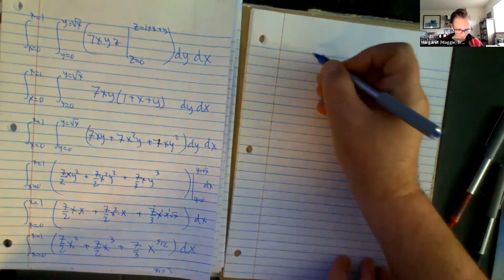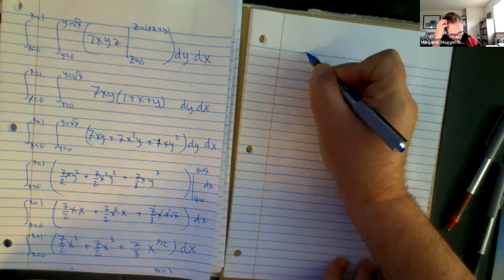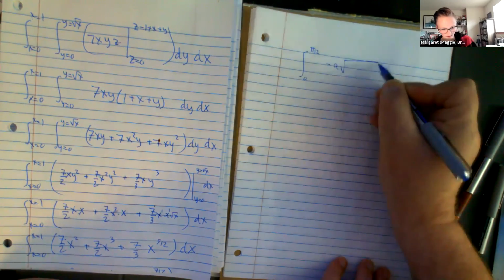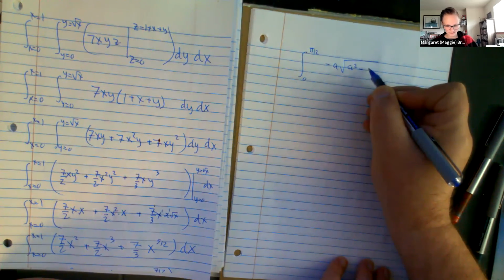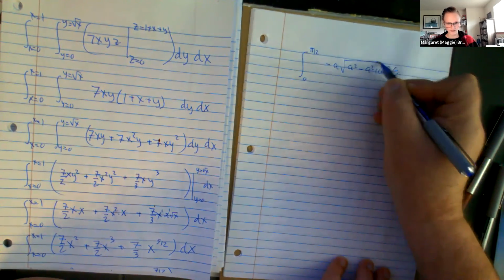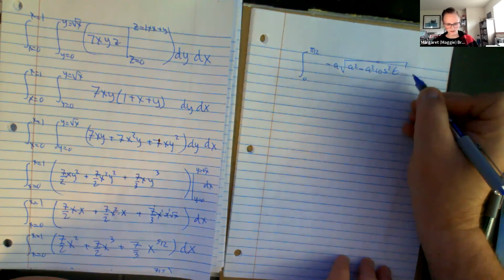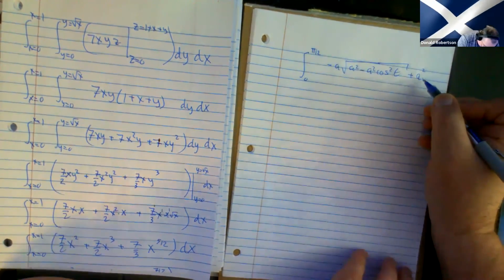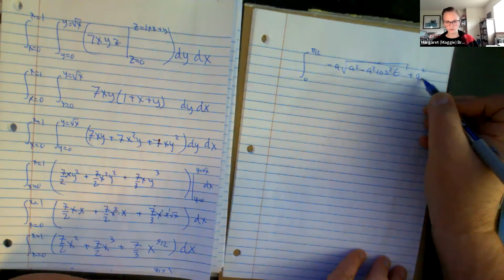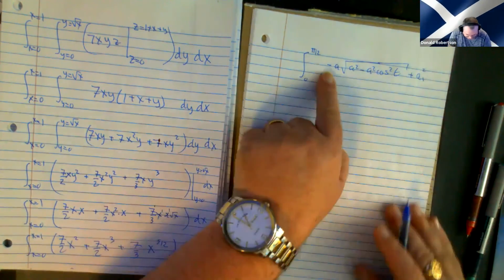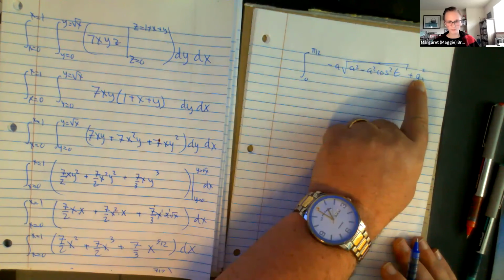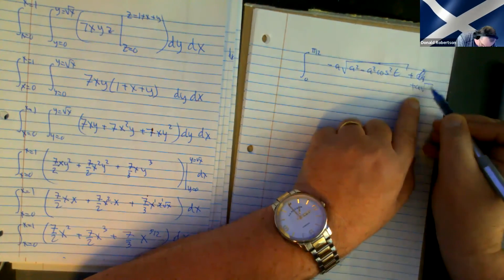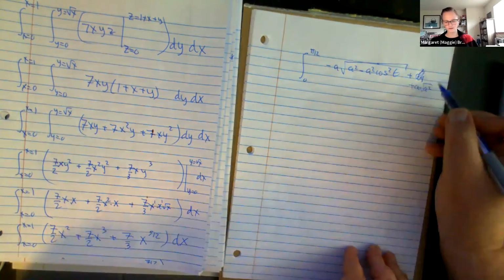So the line we left off at was you had the integral from 0 to pi halves of negative a times the square root of a squared minus a squared cosine squared theta, and then you had plus a times the square root of a squared minus 0, so it's just a squared, d theta.